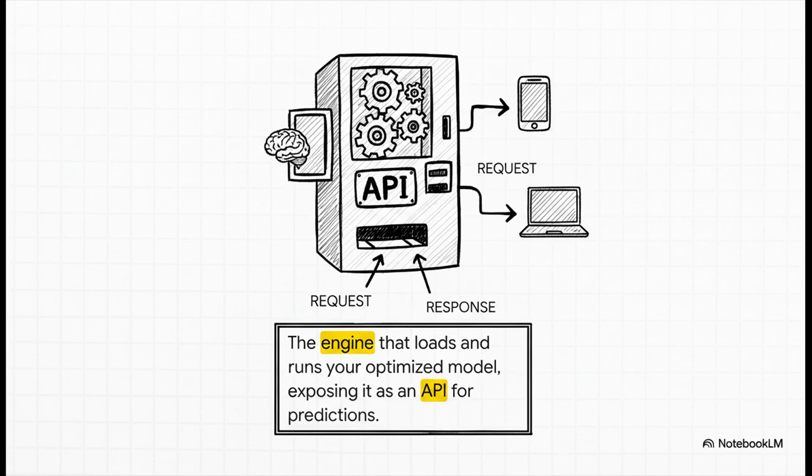The serving layer is basically the engine that makes the model run. It takes our newly optimized model, puts it on a server, and creates a really simple way for other applications to ask it questions and get answers back. We do this through something called an API, which is like a universal translator between different pieces of software.